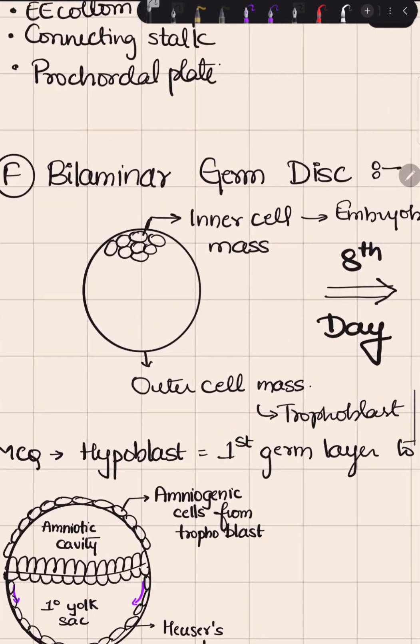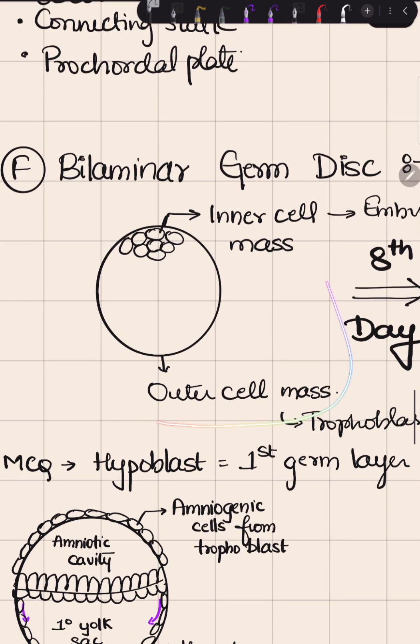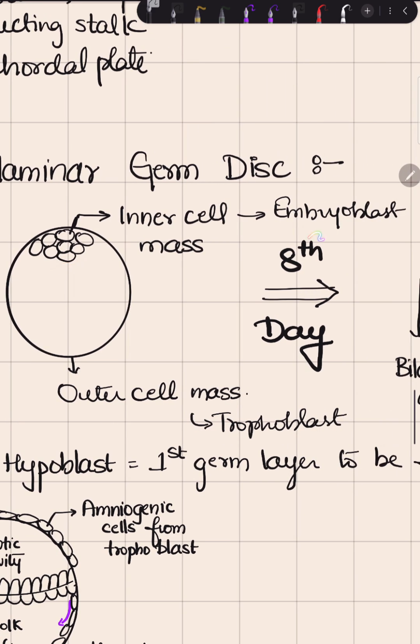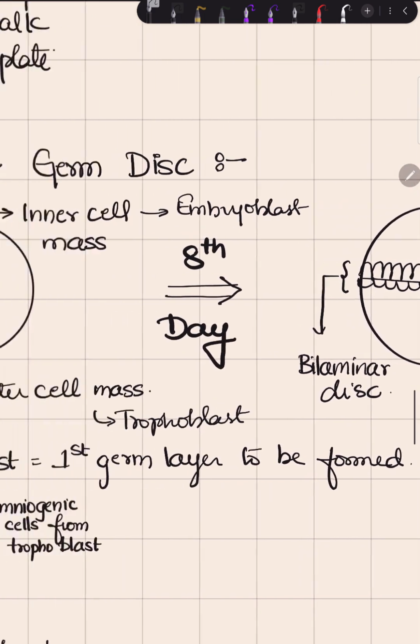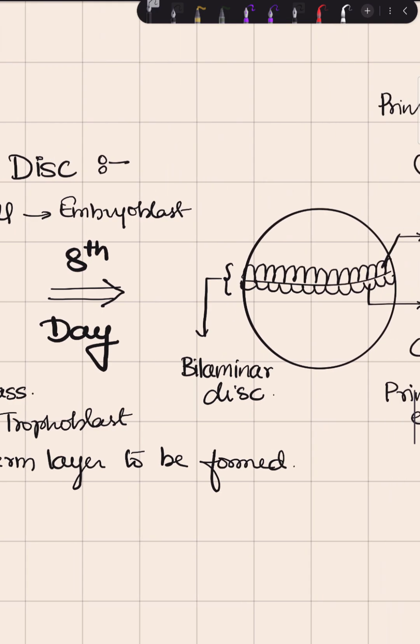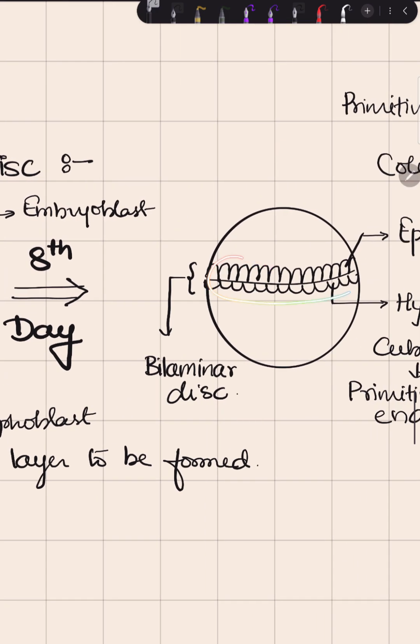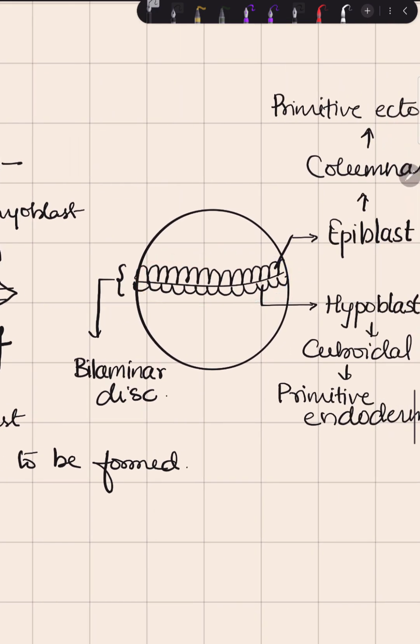Before, we had the blastocyst looking like this. We had an outer trophoblastic layer and an inner cell mass. The outer cell mass forms the trophoblast, and the inner cell mass will form the embryoblast. Now what happens is the embryoblast will divide and it will form 2 layers.